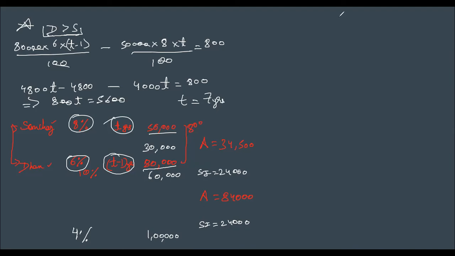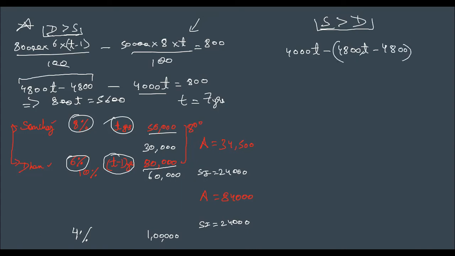Now let me assume that Sanchay is greater than Dhan. The simple interest of Sanchay is greater than Dhan. Now let's see what happens. What was the simple interest of Sanchay? This one, that means 4,000 T, right? 4,000 T minus the simple interest of Dhan. The simple interest of Dhan was this one, 4,800 T minus 4,800. Now, why did I subtract this from 4,000 T? Because I have assumed that the simple interest of Sanchay is greater than the simple interest of Dhan. The difference is 800, right?